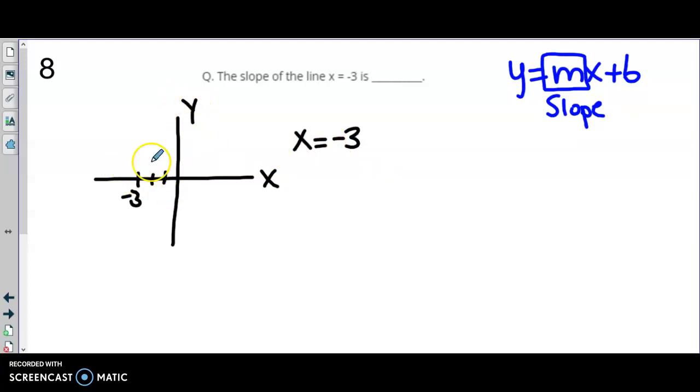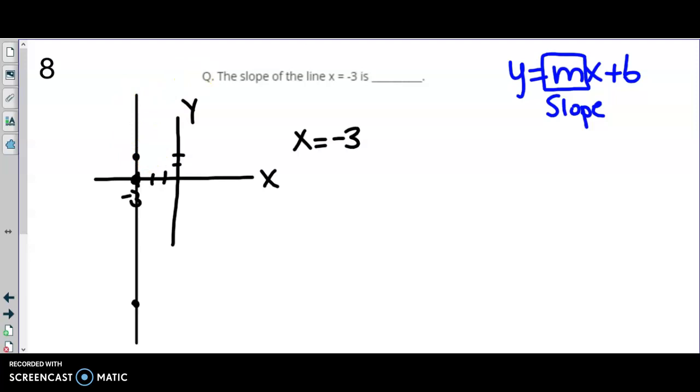So if my y value is 0, x is still -3. If my y value is 2, x is still -3. If my y value is way down here at -10, it doesn't matter. X will still be -3. Everywhere, x is -3. So if you think about graphing this line, this is a vertical line.